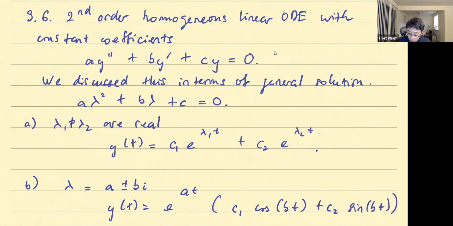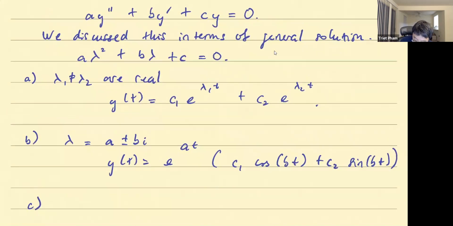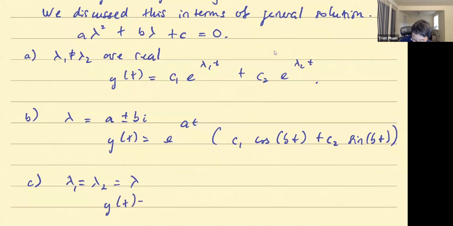And finally, if you have repeated roots, lambda 1 equals lambda 2 equals lambda, the repeated case, then y of t is C1 e to the lambda t plus C2 t e to the lambda t. Simple. So this is just the way you solve it.